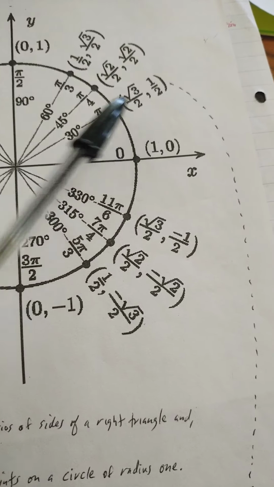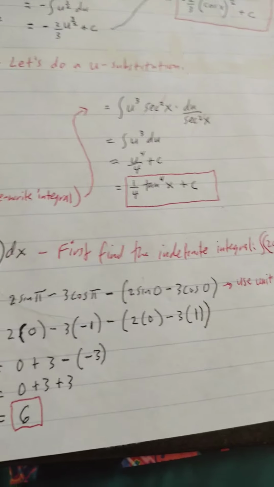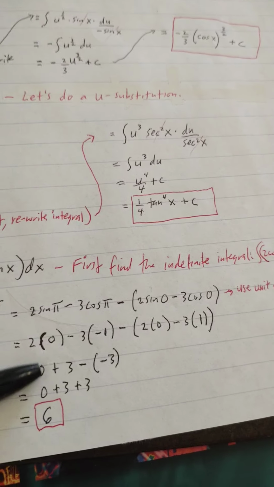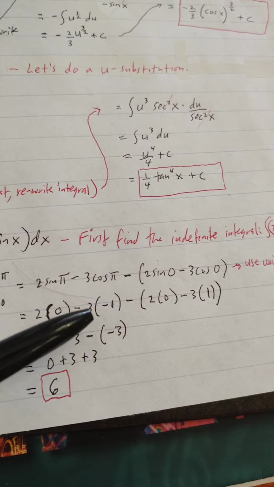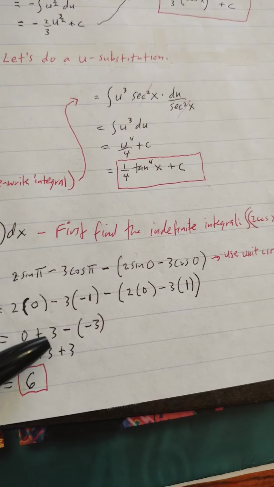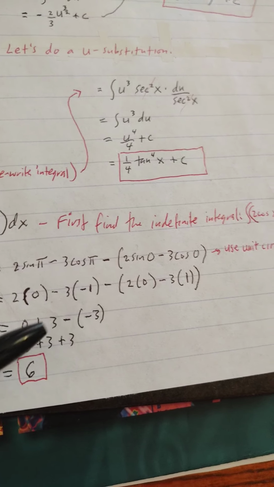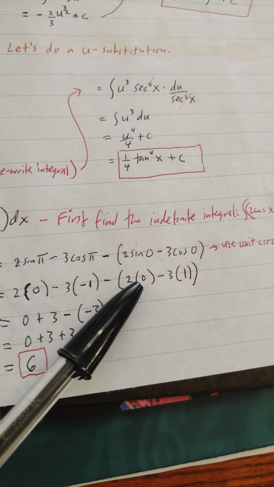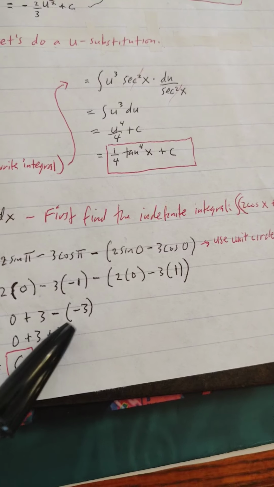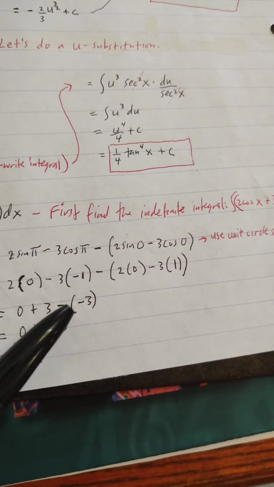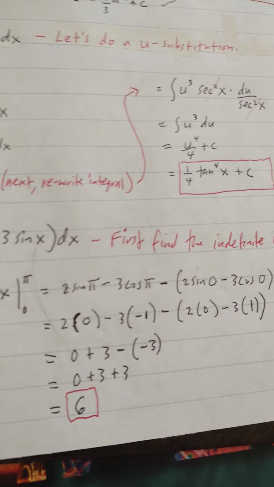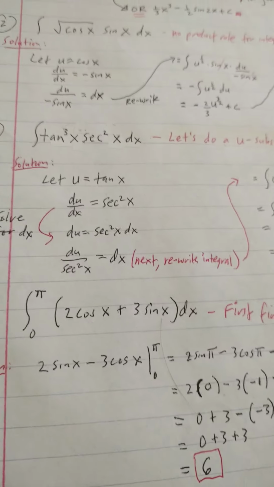Okay, so we're almost done now. We're running on 14 minutes right now. To finish out this problem, you just evaluate what this equals. So 2 times 0 is 0, minus 3 times the -1 is +3, and then I've got minus, and inside the parentheses is going to be 0 minus 3, which is -3. So this becomes 0 plus 3 plus 3, because minus a negative is a plus. So 6 is our final answer, and we're done with that problem.